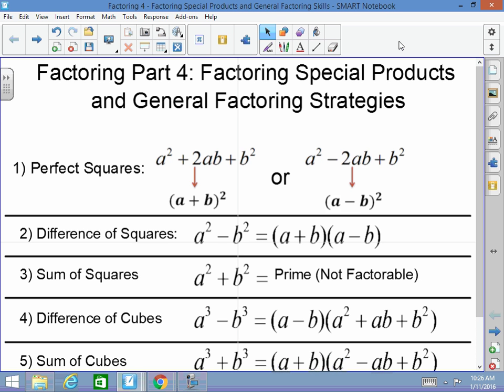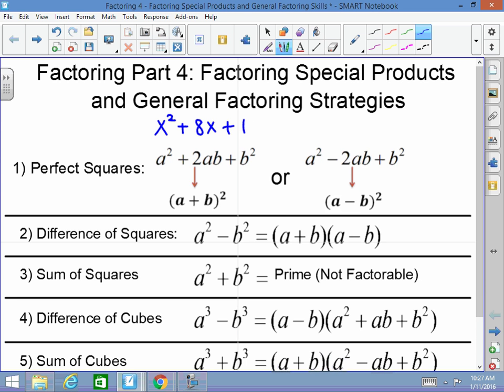Perfect squares. When you have a situation where you have a squared plus 2ab plus b squared, that will factor into (a plus b) squared. Now, you may be saying, what is this man talking about? Well, what I'm talking about is this. Let's say I have an x squared, and let's say I have here 8x plus 16.